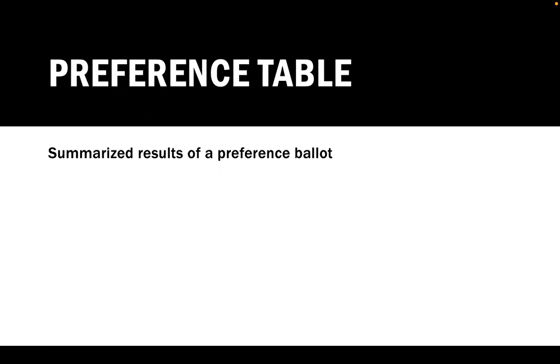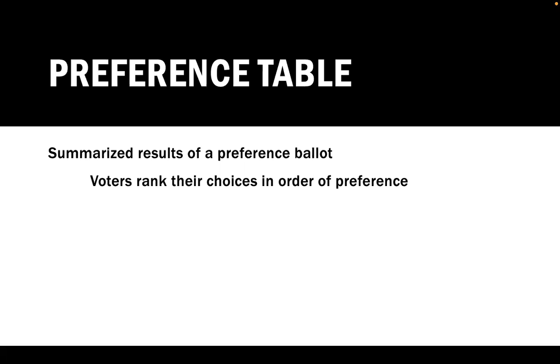So here we go. A preference table summarizes the results of a preference ballot. And you might say, well, what is a preference ballot? Well, think about when you vote. Generally, when we vote, you vote for your top candidate, and that's it. One person. Well, what about if you had 4 choices and you could say, this is my first choice, this is my second choice, this is my third choice, and this is my fourth choice? That is a preference ballot when you get to rank your preferences.